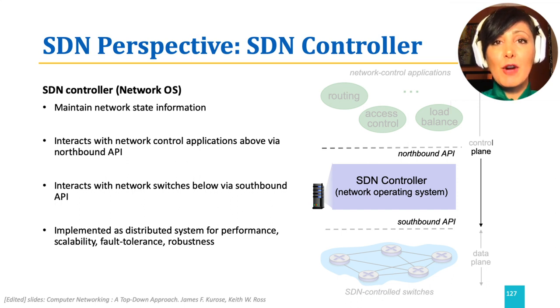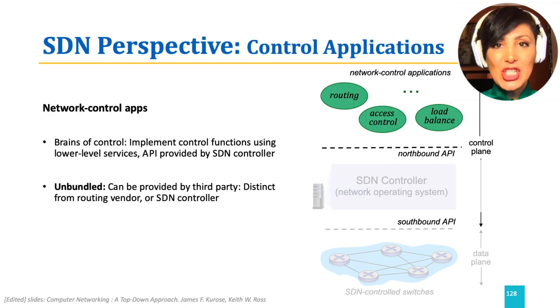implementing specific functions. Network control applications sit on top of SDN Controller and communicate with it through the northbound interface. They are the brains of the control. They implement control functions using lower level services. The functions implemented through these applications can include routing, access control, load balancing, firewall, SD-WAN, or other network functions. These applications are not tied to a specific hardware. They are not tied to a specific server or controller either. They could be provided by different developers or third-party vendors.